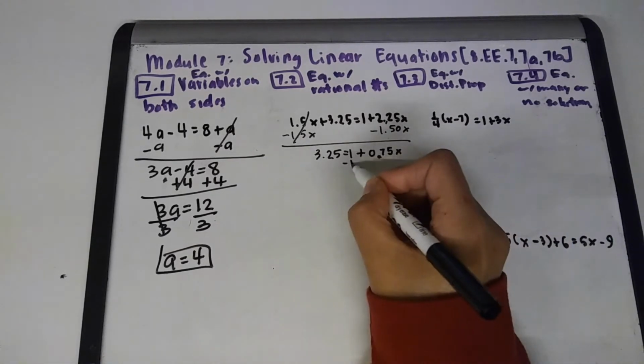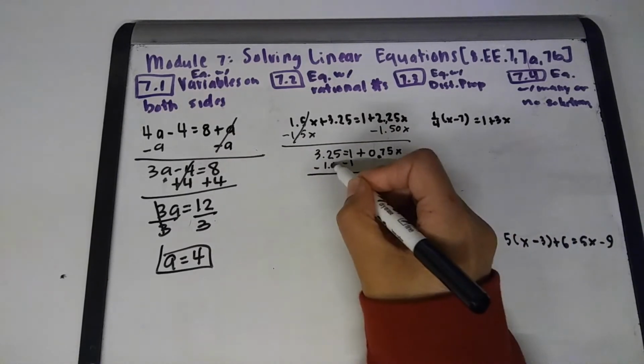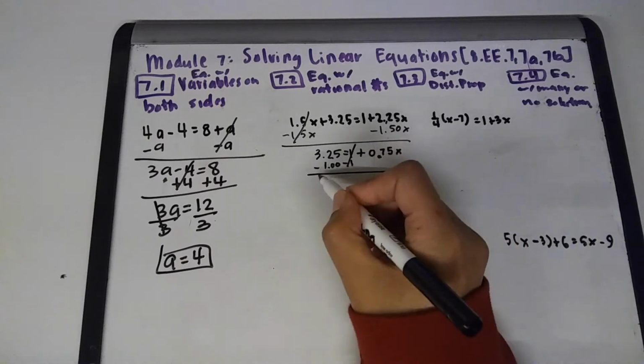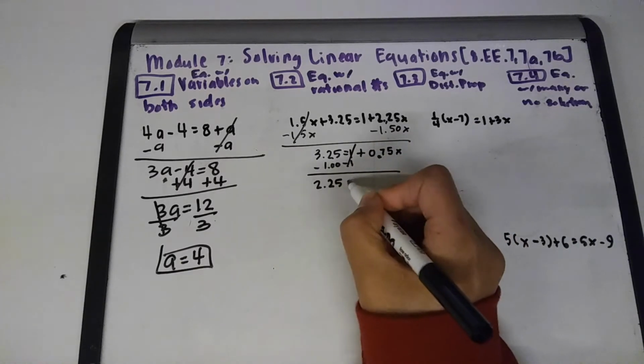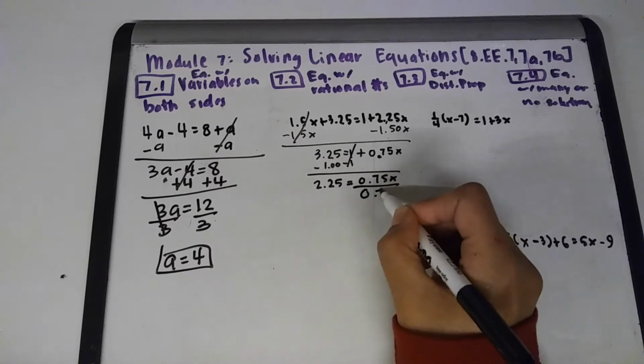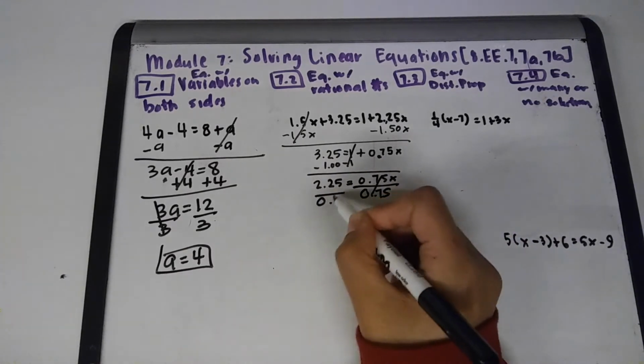And then I'm going to subtract the 1 right here. Remember, I have to line up my decimals. There's a decimal point at the very end of 1. I don't see it, but there's one. So I have 2.25 equals 0.75x. Last step is to divide by 0.75, 75 hundredths.